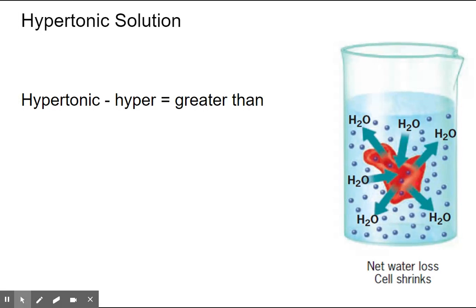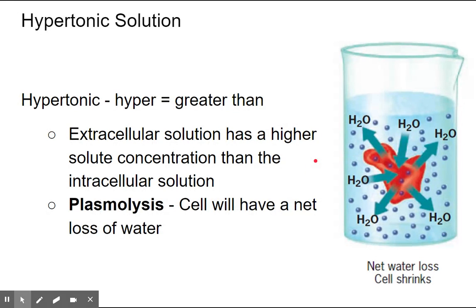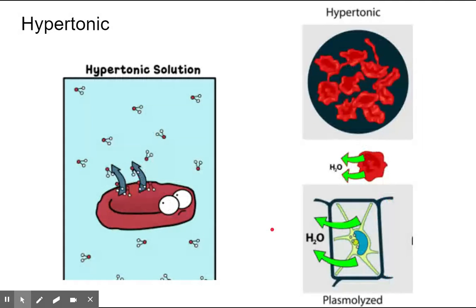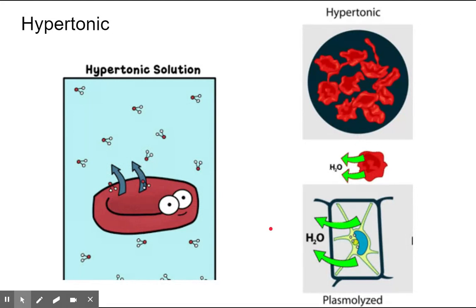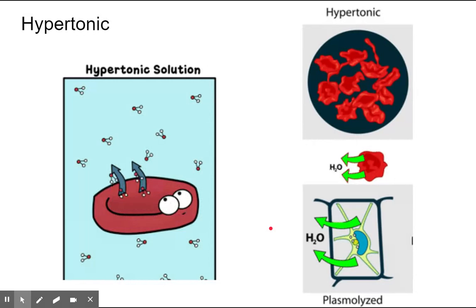And when it does that, you can see the cell kind of shrinks, right? It kind of shrinks and gets smaller. When water moves out of the cell and the cell loses water, that's called plasmolysis. The words hypertonic and plasmolysis, they're married to each other. They always go together. Here we can see a cell going through plasmolysis and shrinking. It's in a hypertonic solution, so water wants to leave the cell. It's kind of like if you would take a cell and put it into salt water.